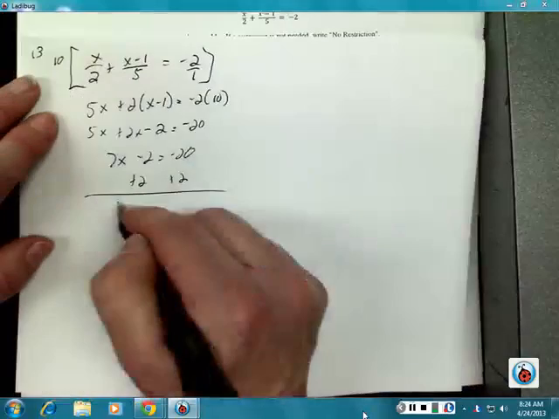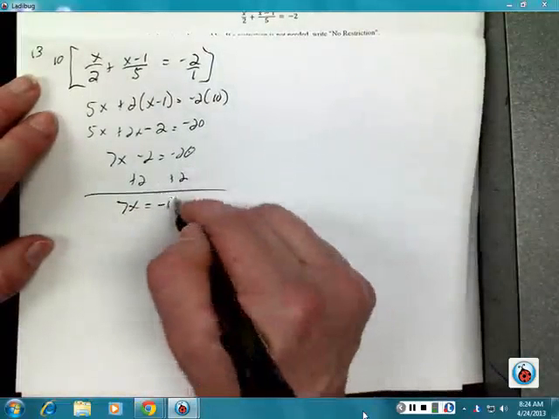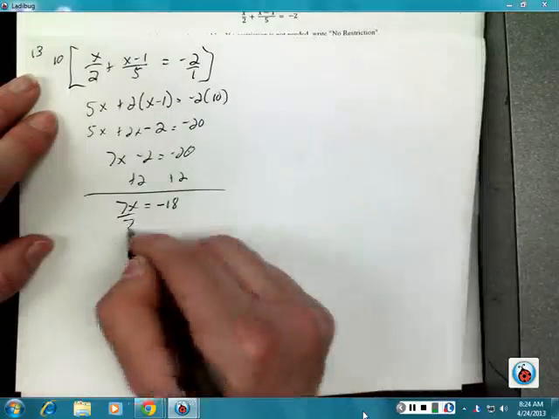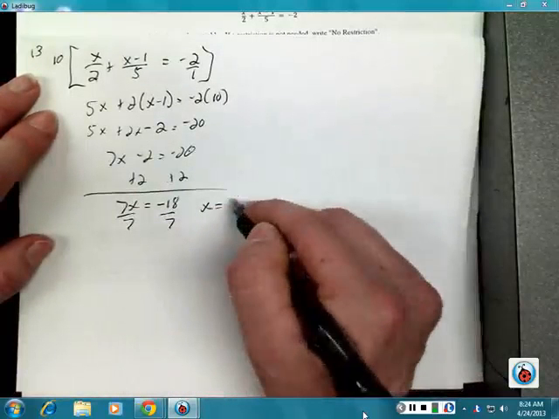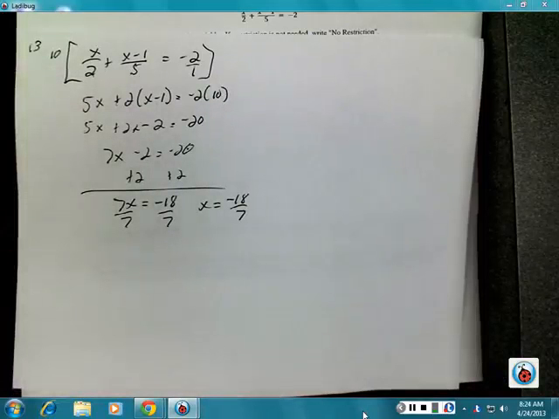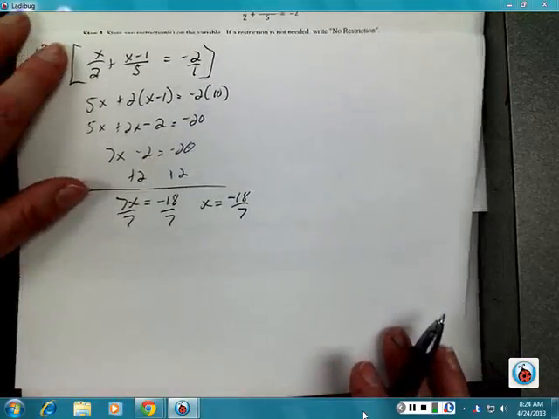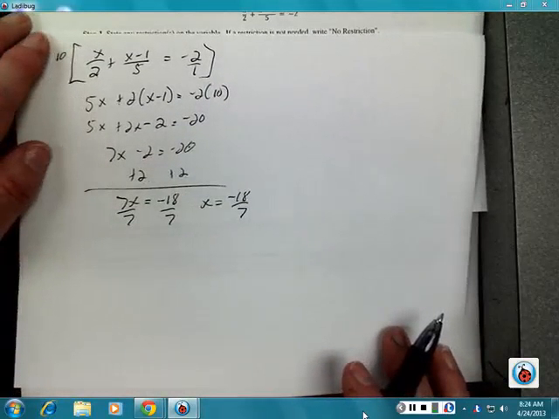Get 7x is equal to negative 20 plus 2, which is negative 18. Finally, divide by 7 and find x is equal to negative 18 over 7. So that would be the solution that makes this whole thing work and comes out correctly. Okay? Not bad on that one.